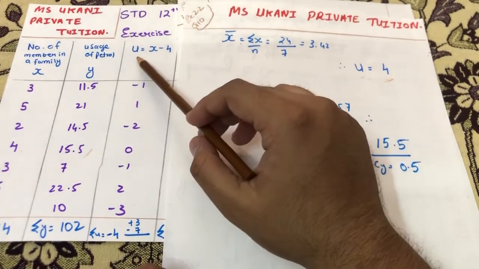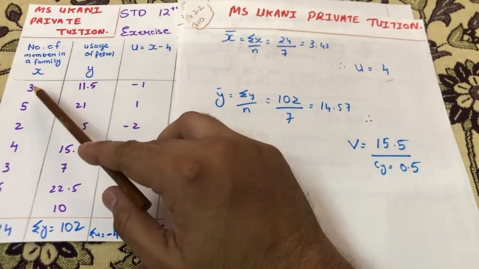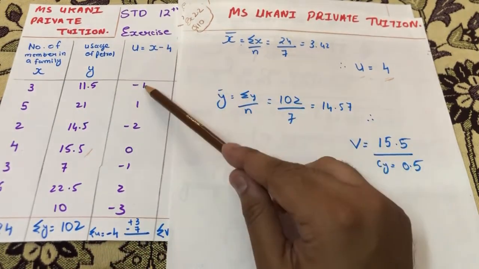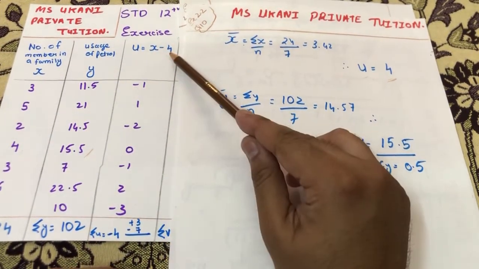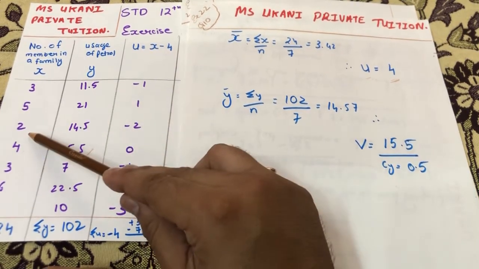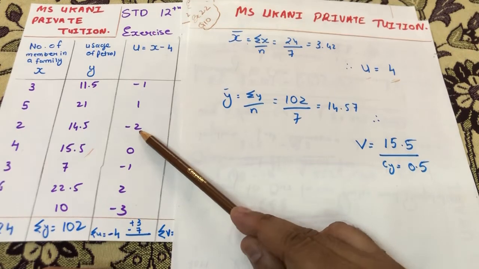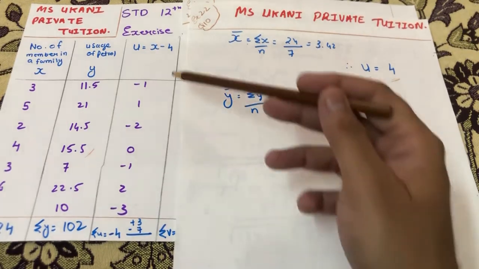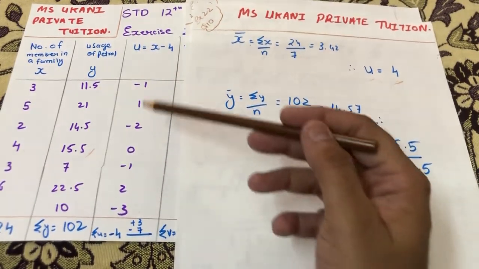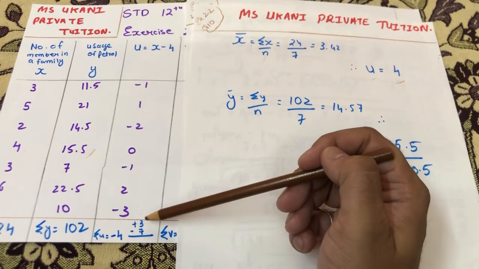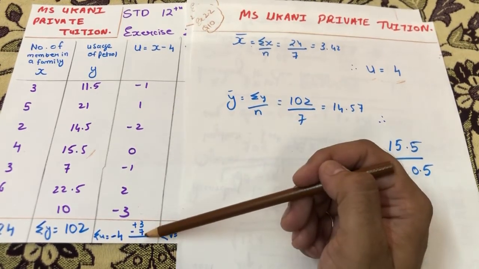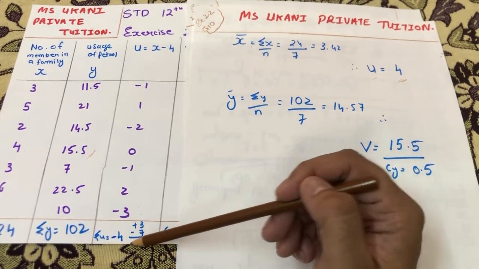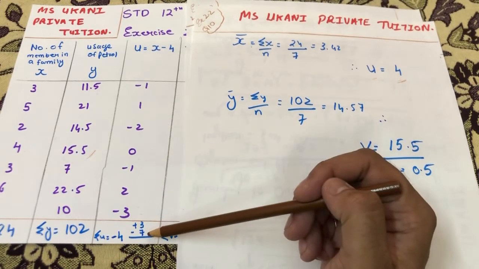The U formula will be X minus U. X is 3 and you have to subtract 4, so 3 minus 4 will be minus 1. 5 minus 4 will be positive 1. 2 minus 4 will be minus 2. In this way we will calculate the column U. After calculating it, you have to add the column U. First of all we add the positive numbers, that is plus 3, and after that we add the negative numbers, that is minus 7. Plus and minus gives minus, and the bigger number's sign will come. In this way we have calculated the column U.